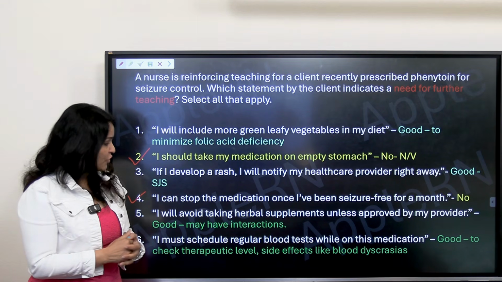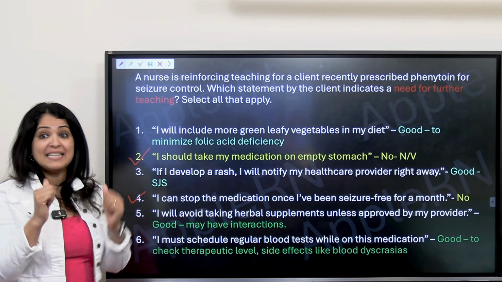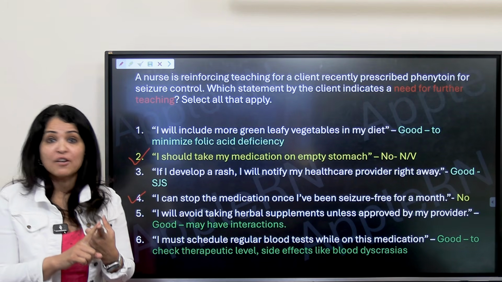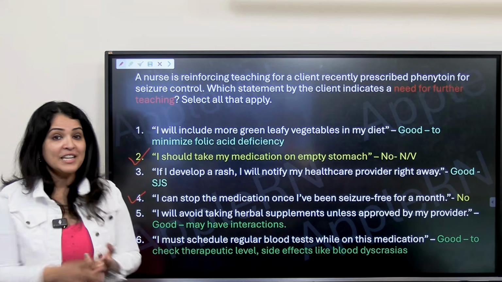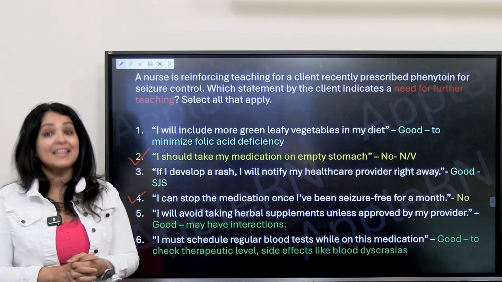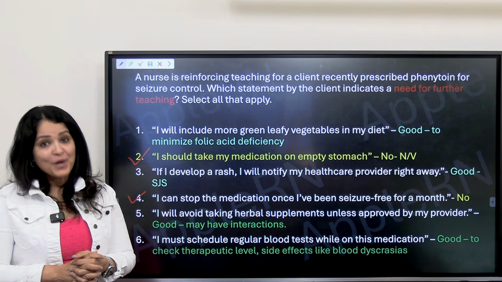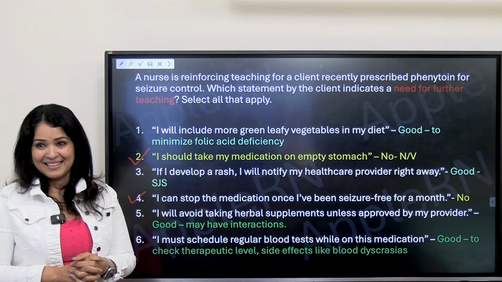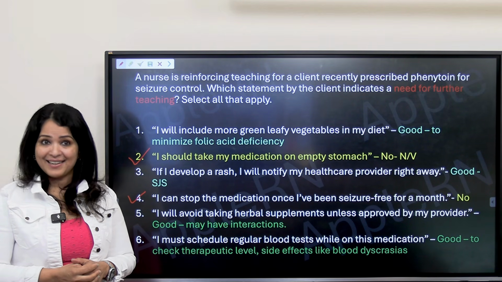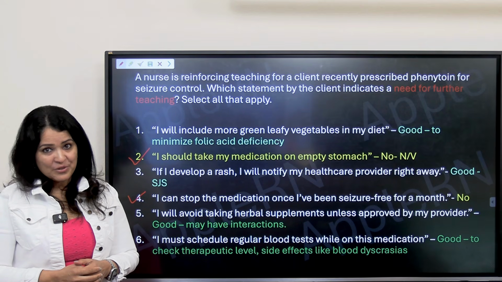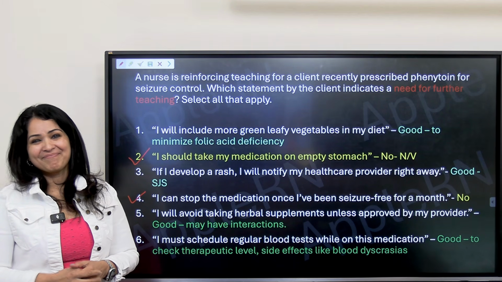6th one, I must schedule regular blood tests while on this medicine. Yes, we need to check for blood dyscrasias. We need to check for the therapeutic levels. We need to see what else is going on. So it is important to have regular blood checks, which is good. So what is our answer then? We have only 2 options which are here, which is 2 and 4.